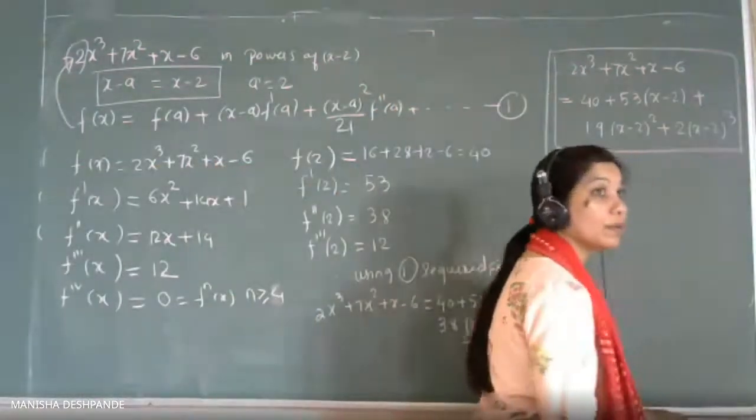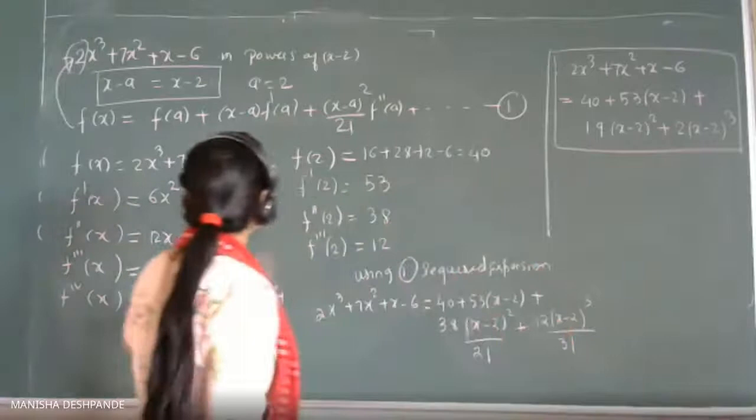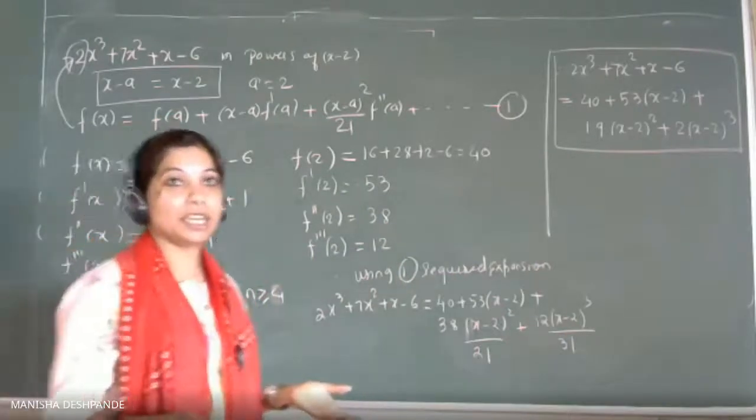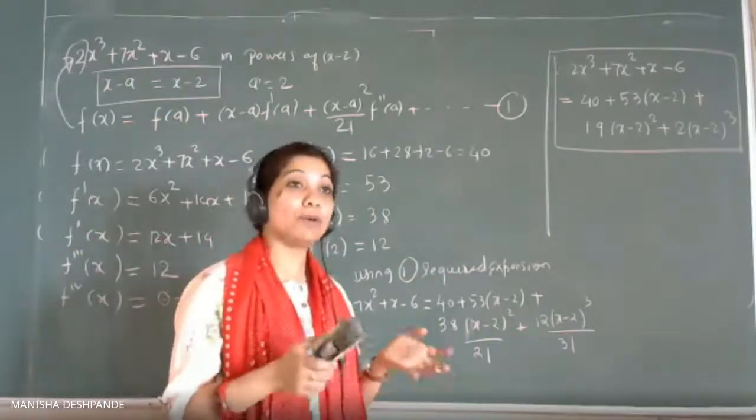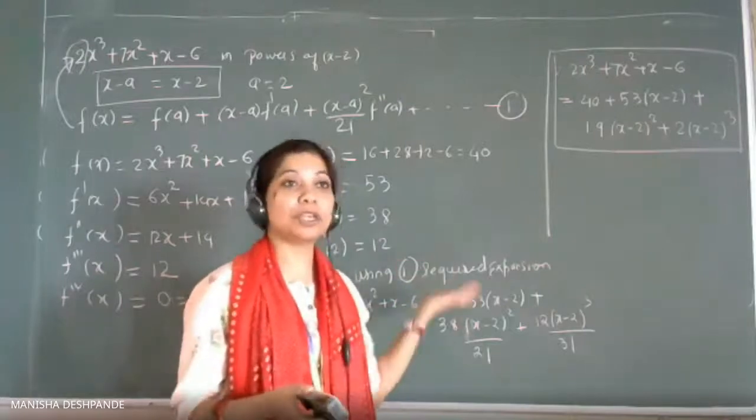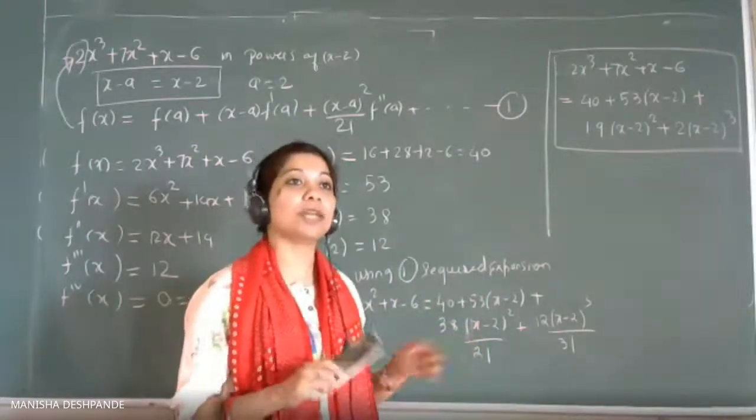The formula is the same, because any Taylor series, if you want to write in powers of x plus or x minus, you have to use the same formula, x minus a only. So you compare x minus a with x plus 2 now.